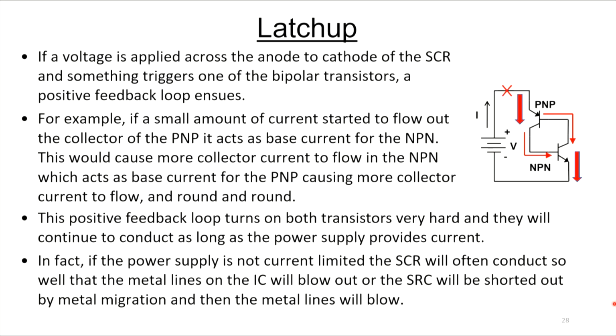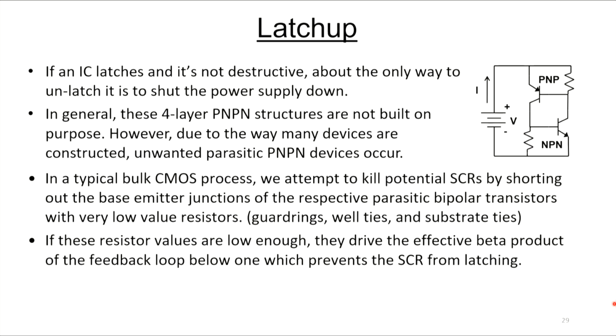In fact, if the power supply is not current limited, the SCR will often conduct so well that the metal lines on the IC will blow, or the SCR will be shorted out by metal migration, and then the metal lines will blow. So if an IC latches and it's not destructive, about the only way to unlatch it is to shut the power supply down. Now, in general, these 4-layer PNPN structures, we don't build them on purpose.